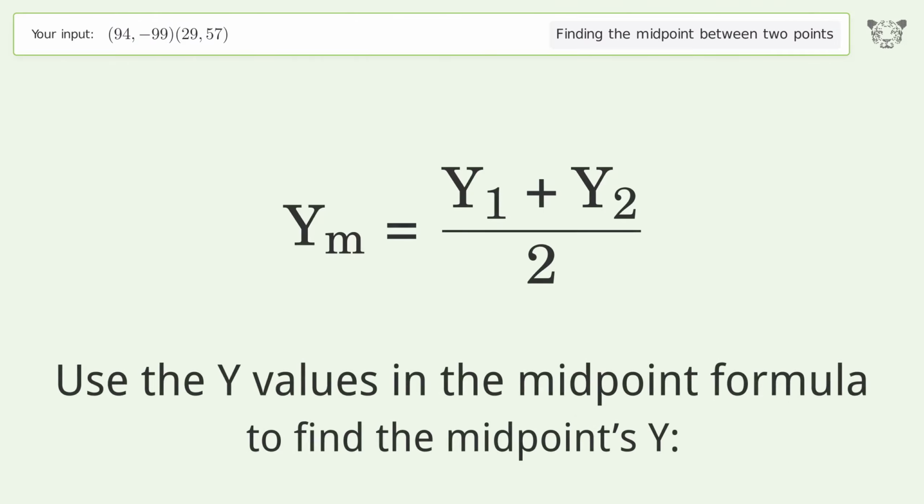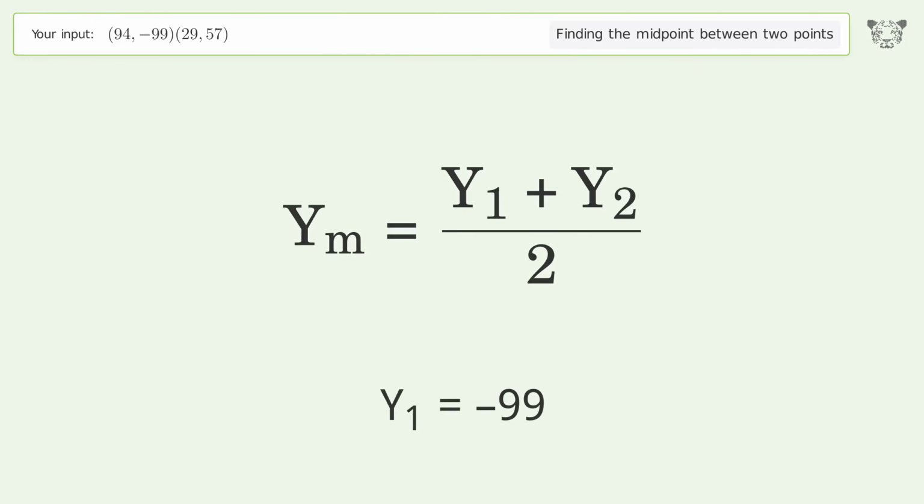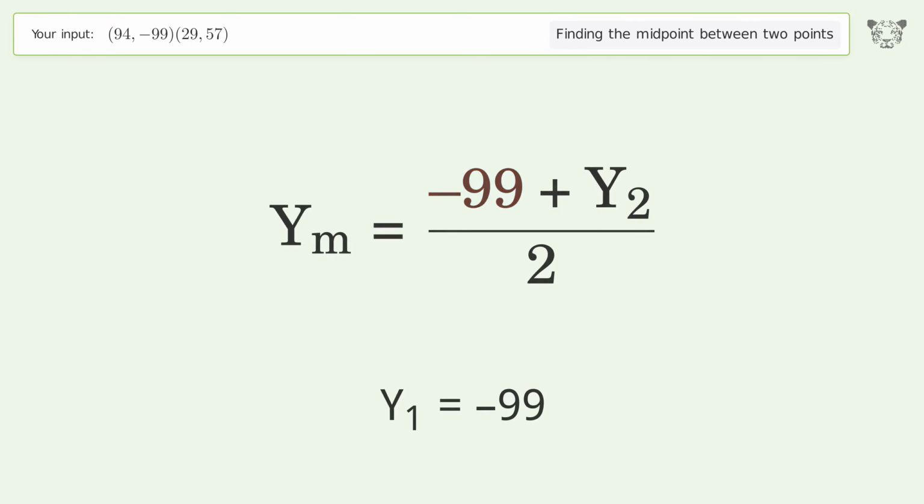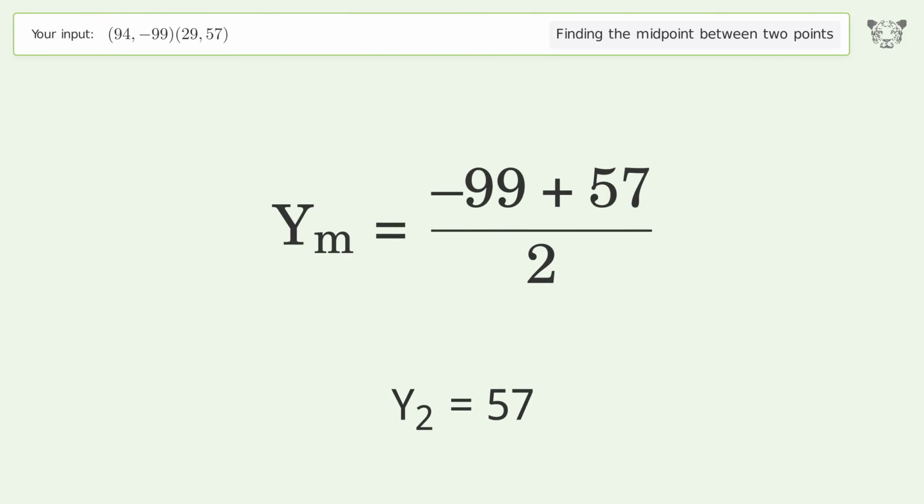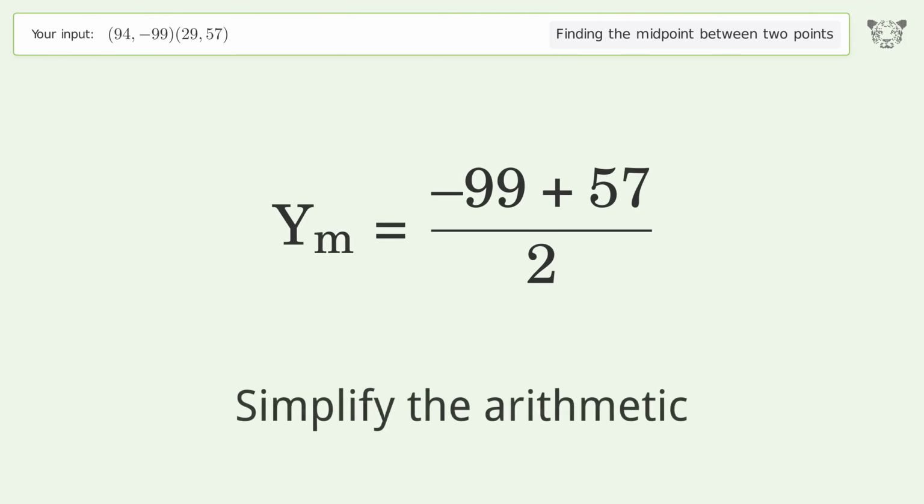Use the y values in the midpoint formula to find the midpoint's y. y1 equals -99. y2 equals 57. Simplify the arithmetic.